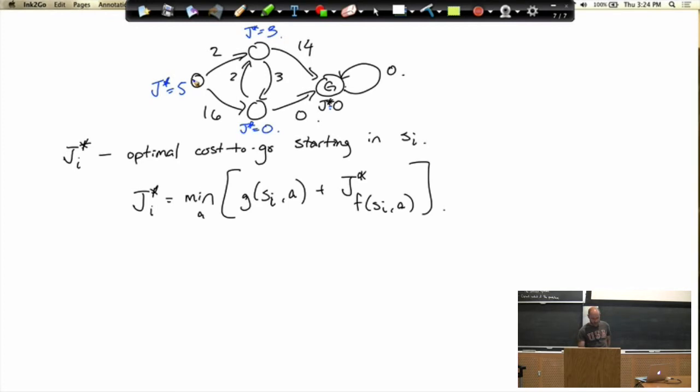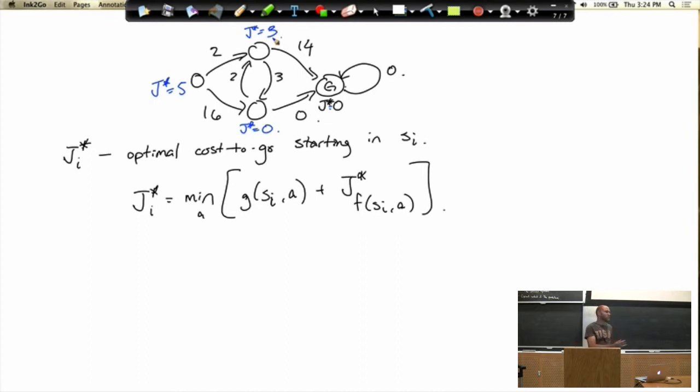Okay, so I can just look here. Once I know that I get here, there's a path to the goal that's 3. I don't have to solve this one. I don't have to solve the whole search problem. I can just look for one step. What's the best thing to do that takes the one-step cost plus the long-term cost, right? That's the idea of dynamic programming.